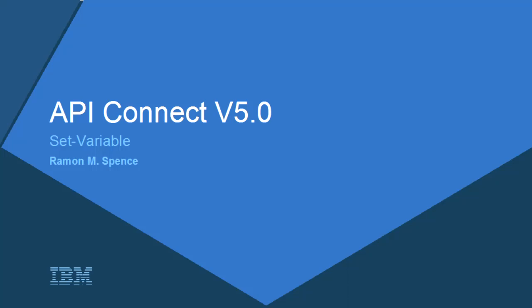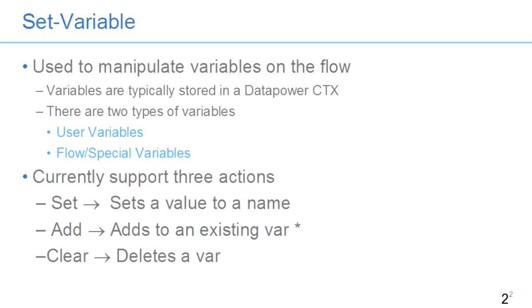Okay, so I'll be giving a brief overview of the set variable policy. It's basically a policy that is used almost everywhere whenever we need to store information for data retrieval and use. As you can see here, it's used to maintain variables on the flow, aka runtime variables. On DataPower, they're stored in a DataPower context, and this causes a little bit of discrepancy between the microgateway and the DataPower version of set variable, but for the most part, they're very compatible.